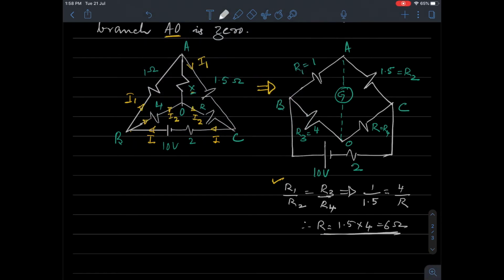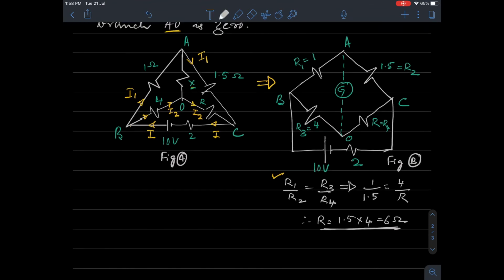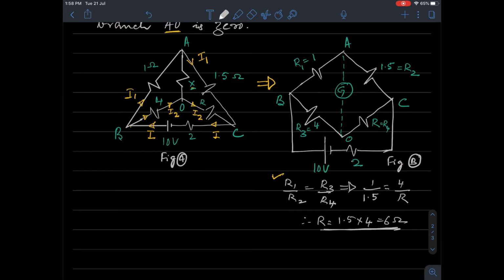Okay, these two networks are the same. My figure 1, this is figure A, is the same as figure B. They're identical, just drawn in a different manner, that's all. Now, we will try to apply the first principle.